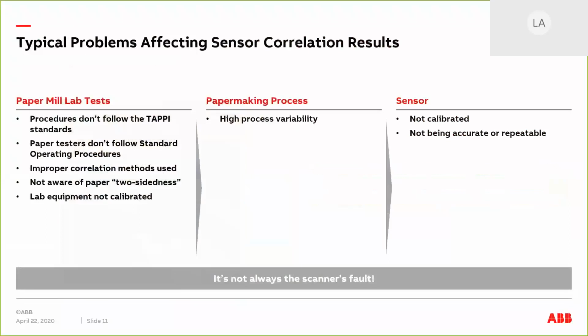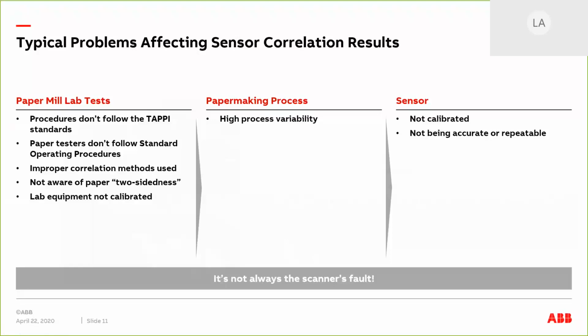All right, so let's talk about some typical problems affecting sensor correlation results, and why you have a hard time achieving consistent results between the lab and the scanner. We have these 3 categories: the paper mill lab test, the paper making process, and the sensor. In each category, there are multiple things that can affect your sensor correlation results. I just listed a few examples.